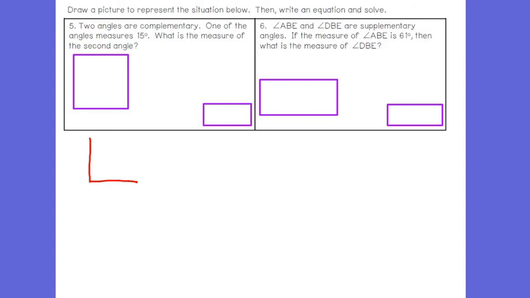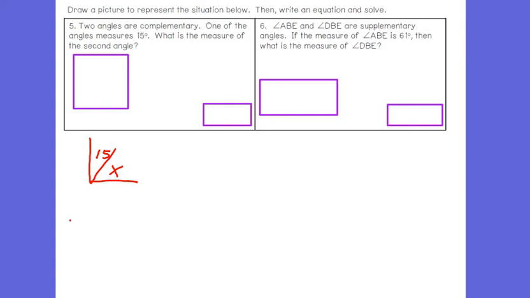I'm just sketching a generic diagram, so it doesn't have to be totally accurate. So I have 2 angles. Does that work? It works. They said one of them is 15 degrees, so I'm going to write a 15 there. And I've got to find the other one.